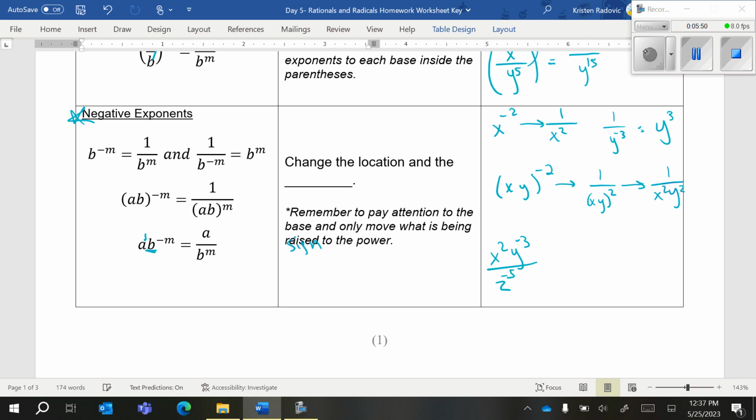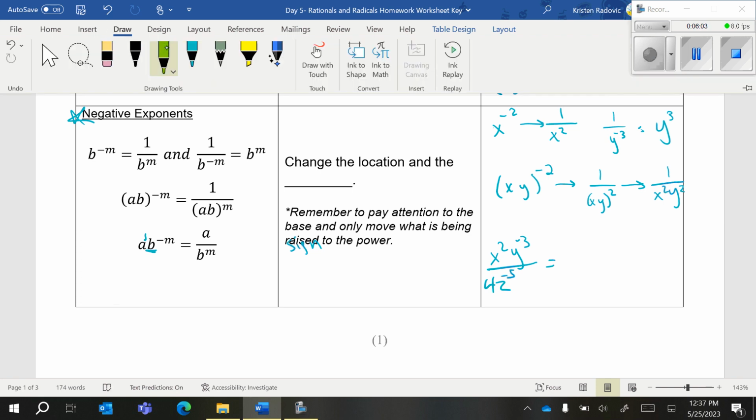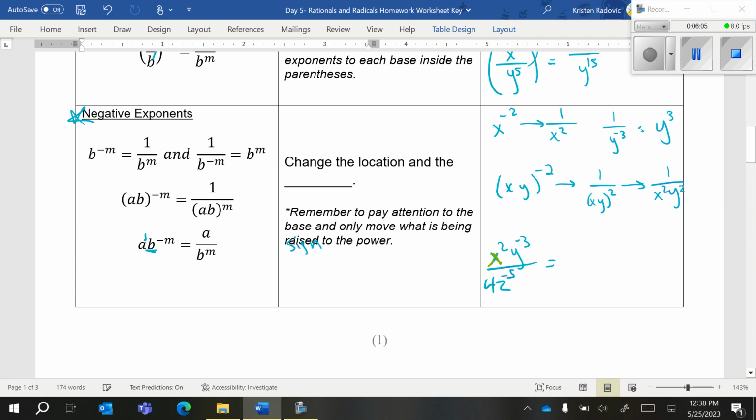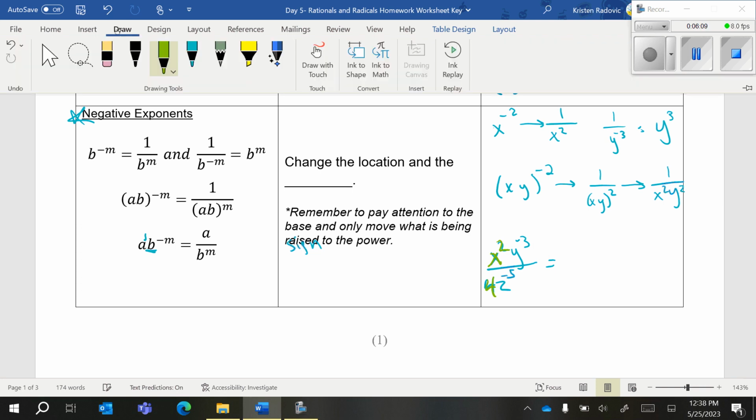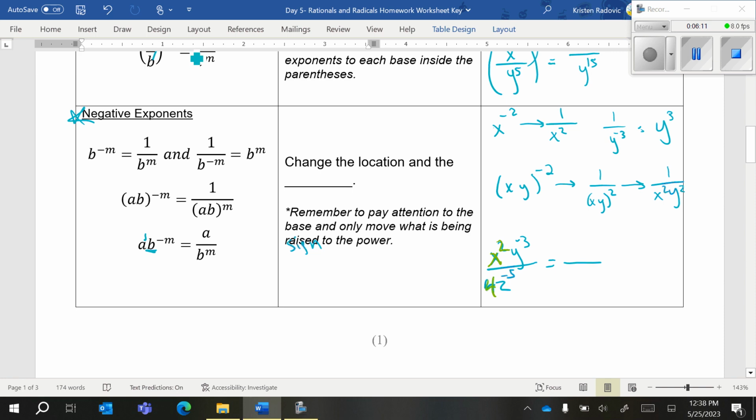you're going to move everything that has a negative. So, for example, let's put a number in front there too. Let's go with a different number. What's a different number? 4. So you're going to keep everything without a negative where it is. My x squared doesn't have a negative, and my 4 doesn't have a negative. So I'm going to write it exactly as is, as x squared over 4.